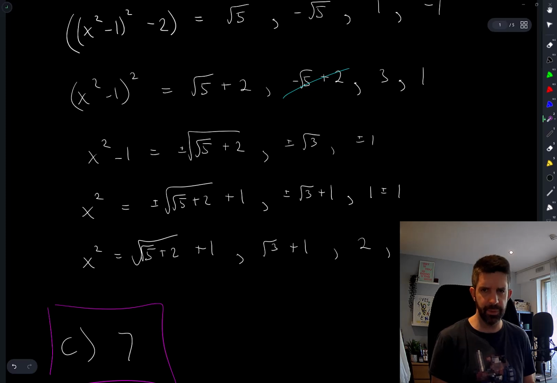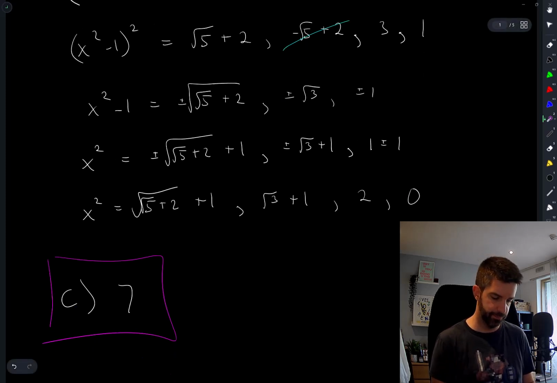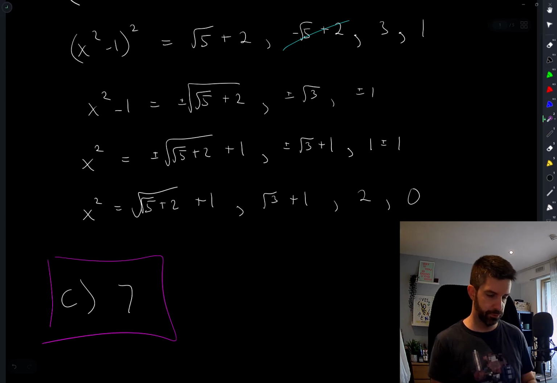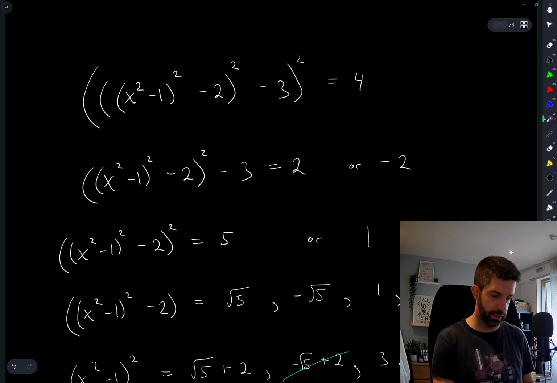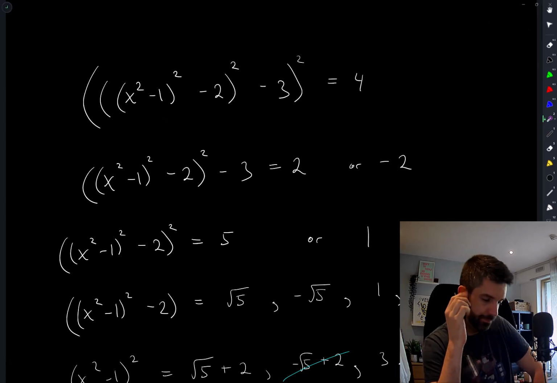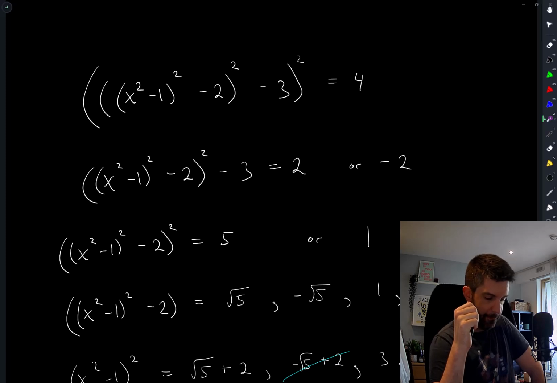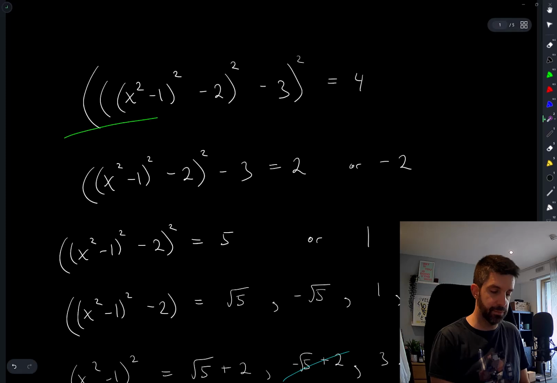How many roots would this have in total? 1, 2, 3, 4, 5, 6, 7, 8. No, it's 2 times 2 times 2 times 2. So, this thing, I suppose, would have 16 roots? Yeah, this is a degree 16 polynomial.